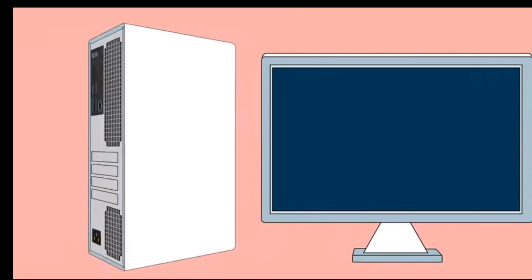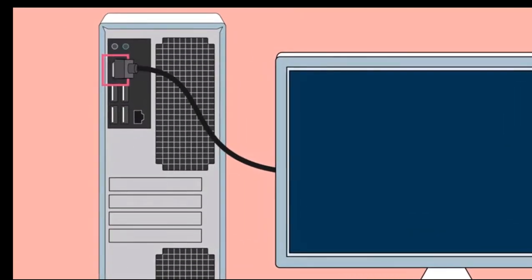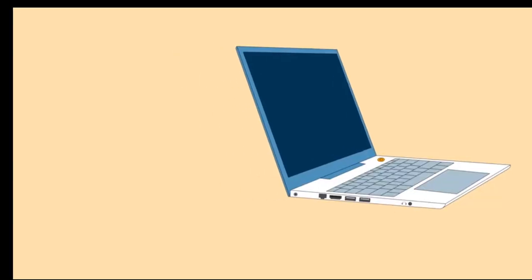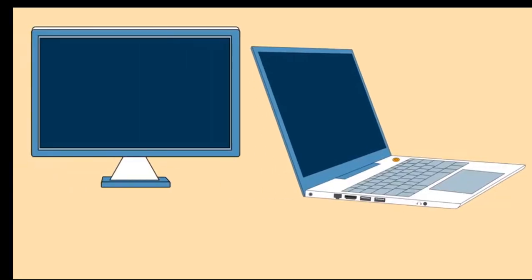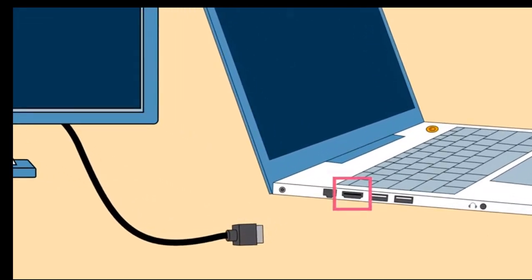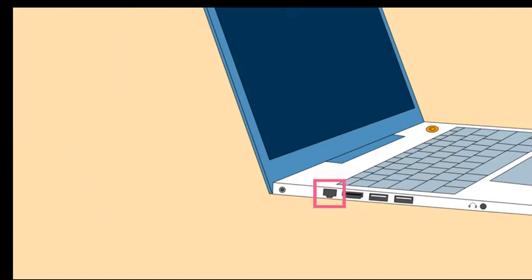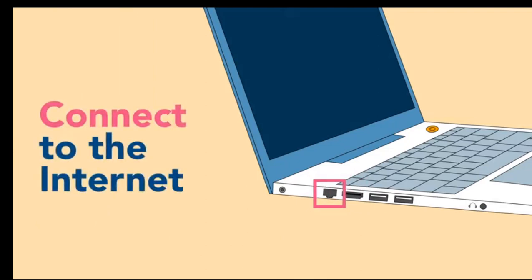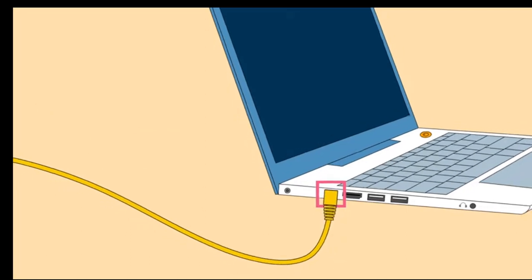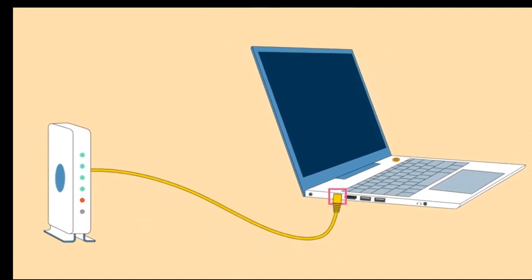If you have a desktop, you'll use the monitor port to connect the monitor. There are quite a few types of monitor connections, ranging from HDMI to the USB-C style we just mentioned. If you have a laptop, you can connect a separate monitor as long as you have the right equipment. Just look for the display port and plug in the appropriate cable. The Ethernet port lets you connect to the internet if you're not using Wi-Fi. All you need is an Ethernet cable, which you can then connect to your modem or router.